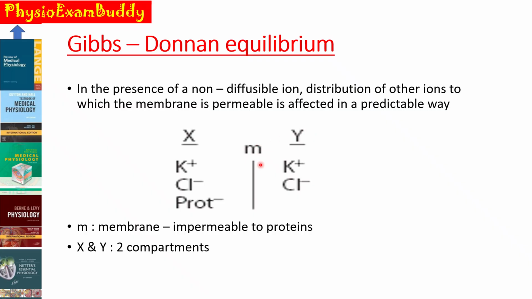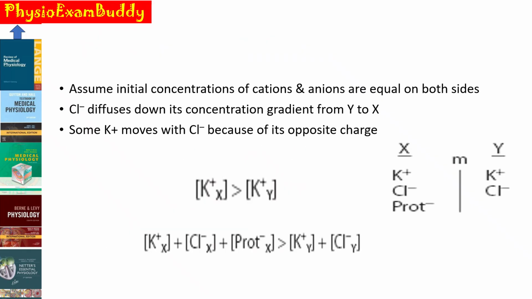So please consider this M as the cell membrane and this X is the intracellular portion, because it contains the intracellular proteins which are usually impermeable through this cell membrane. And this portion is the extracellular portion. So M is a membrane which is impermeable to proteins, and there are two compartments, the X compartment as well as the Y compartment. Now assume that the initial concentration of the cations as well as anions are equal on both sides of this membrane. Now you know that chloride is more found in the extracellular portion.